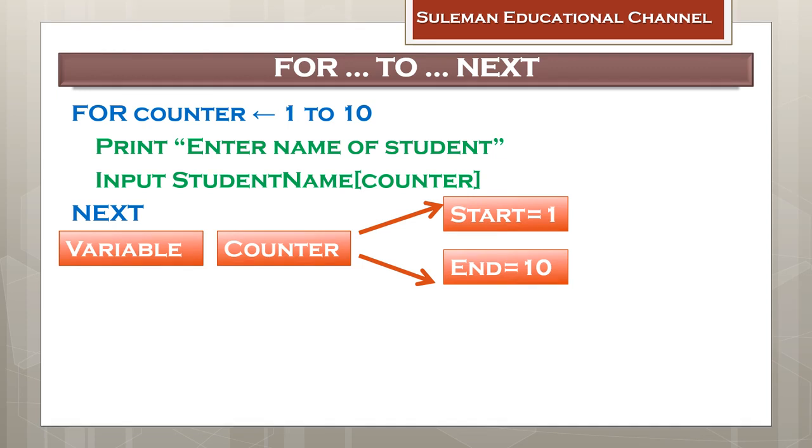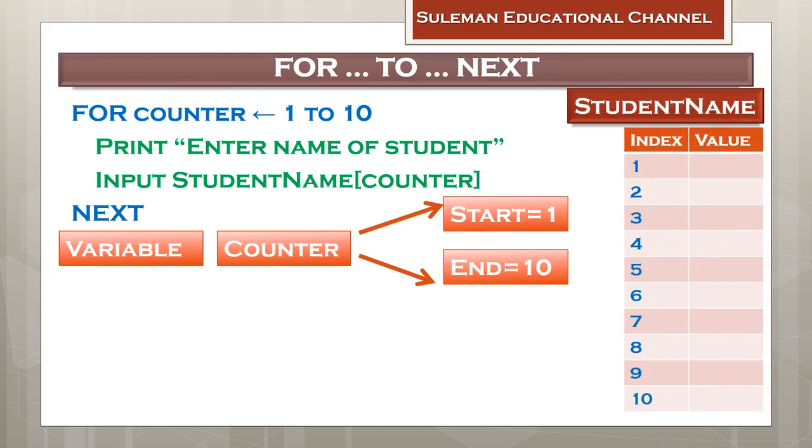Now in the second line, print enter name of student will be printed. In line 3, input will be taken and stored in the array student name. Over here, student name is an array. We know that it is an array because square bracket is used. In the square bracket, the variable counter is used. It acts as an index. So when the value of counter is 1, the name which we are going to give is stored in the student name 1. Here 1 is the index. So when the value of counter is 2, the name which we are going to input is stored in the array student name 2. Here 2 is the index and so on.